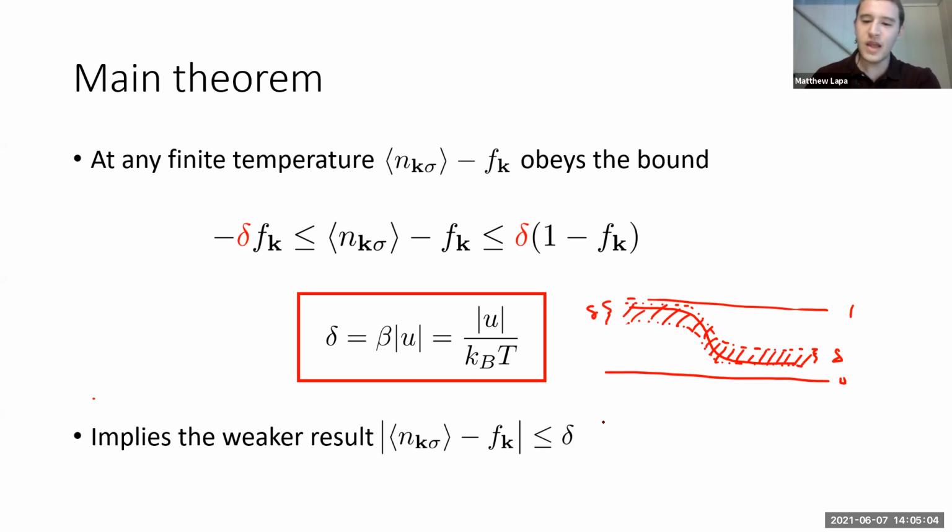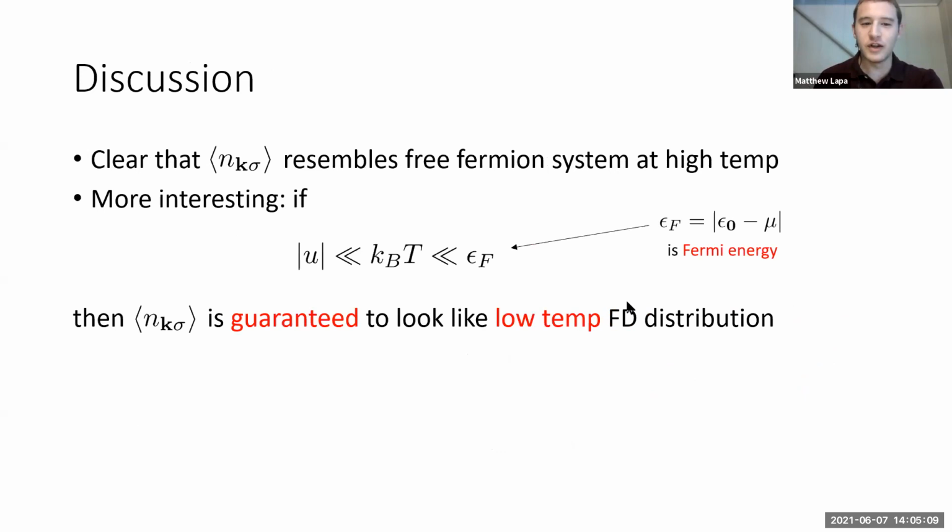The interesting thing about this is that it's clear the occupation number will look like a Fermi-Dirac distribution at very high temperatures, when U is much smaller than k_B T. But there's an intermediate temperature regime where U is much smaller than k_B T, but k_B T is much smaller than the Fermi energy, which is just the difference between the energy at zero momentum and the chemical potential. Then you will be very close to a low temperature Fermi-Dirac distribution. So you have this regime where the system is guaranteed, at least in terms of this momentum occupation number, to look like a low temperature free fermion system.